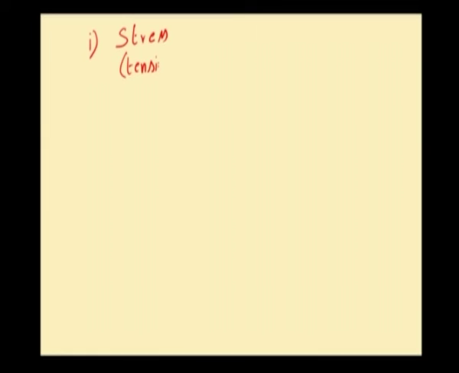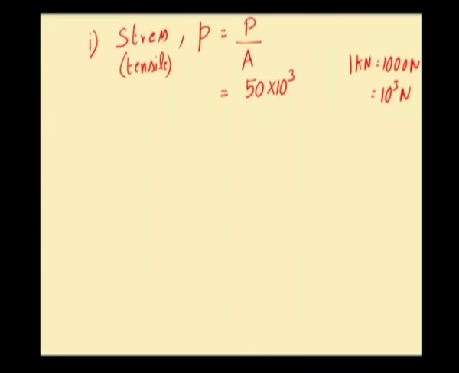The mild steel rod is subjected to an axial pull, hence the nature of stress will be tensile. Stress is denoted by small p, which is equal to load capital P divided by the cross section area of the specimen. Load here is given as 50 kN. We are converting this kilonewton into Newton. 1 kilonewton is equal to 1000 Newton or 10 power 3 Newton. So, load is 50 into 10 power 3 Newton, substituted in Newton, divided by cross section area.